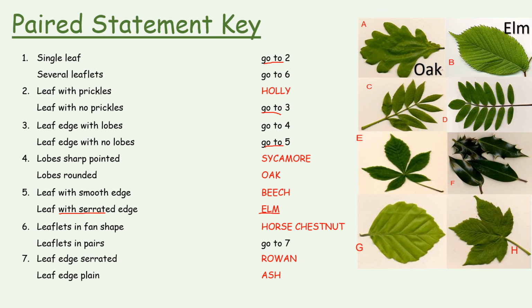So let's look at C. So this time it's got several leaflets, so we're going to go to 6. Then our leaflets are in pairs, so we need to go to 7. And then our leaf edge is plain, not serrated, so it would be ash.